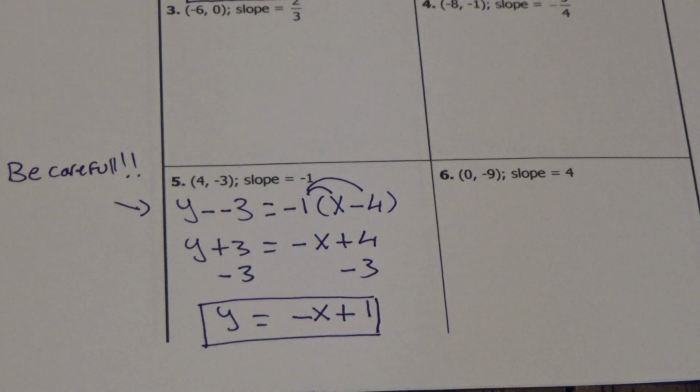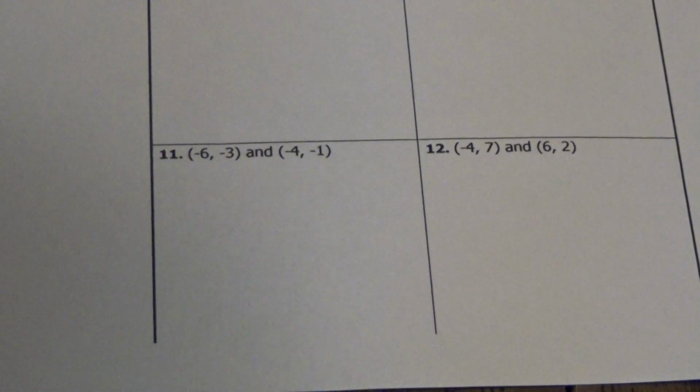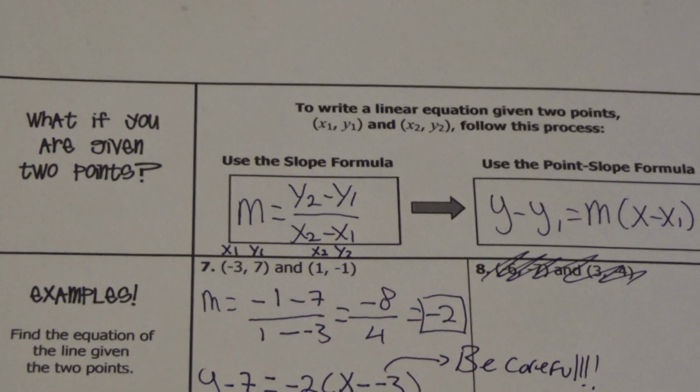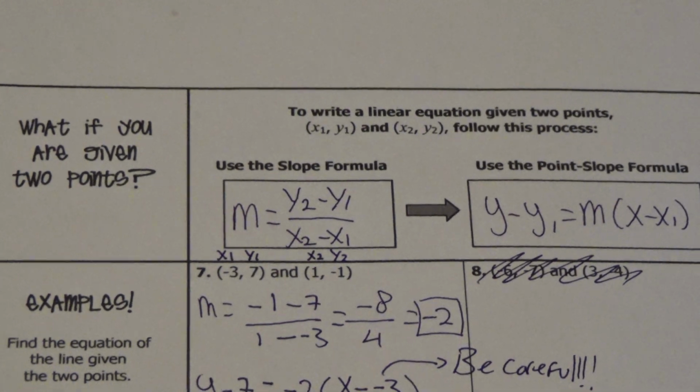Alright, and then on the back, our last example. Well, what happens if you're given 2 points? The formula is called what again? It's called point slope formula. So we need a point and we need a slope. Well, we've got 2 points now. The only thing we don't have is the slope. So we did learn how to find slope.